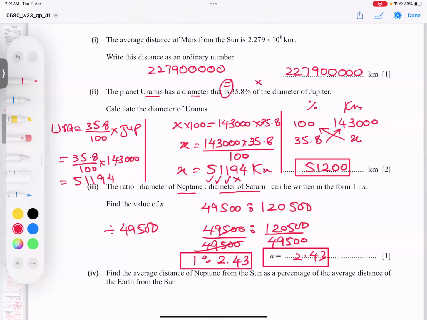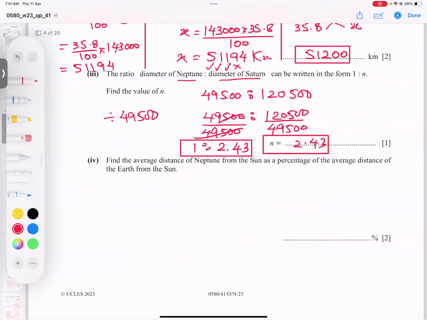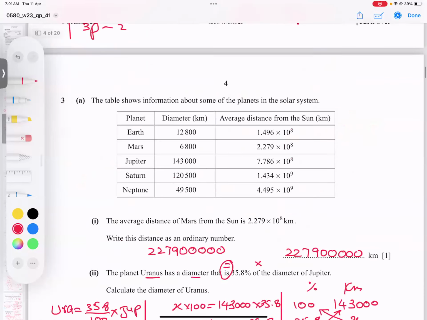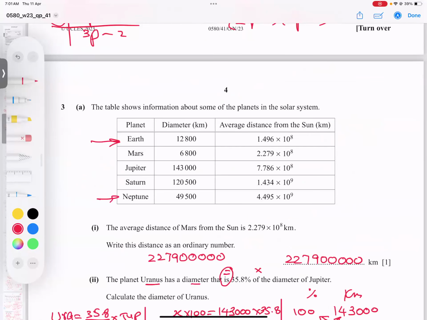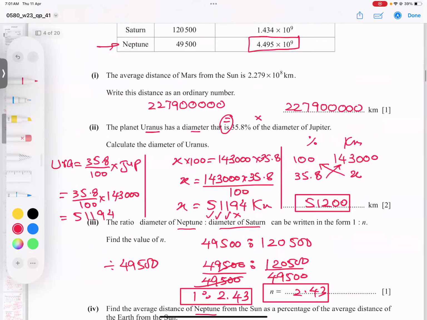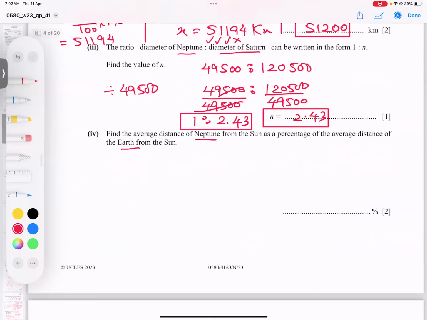And next part, what is it asking students? To find the average distance of Neptune from the sun as a percentage of the average distance of Earth from the sun. So look on top here, Earth mentioned here, and Neptune mentioned here. So we are looking for the average distances. Okay, and he said that again, we have two techniques: one cross multiply, one the direct. Okay, whenever he has mentioned Neptune, we have to calculate as a percentage of the Earth.